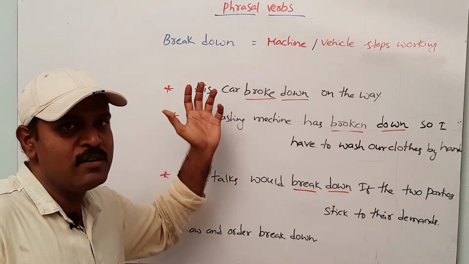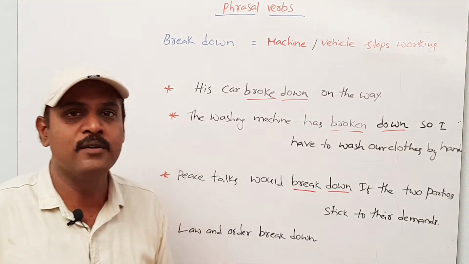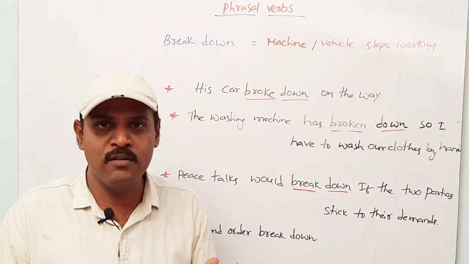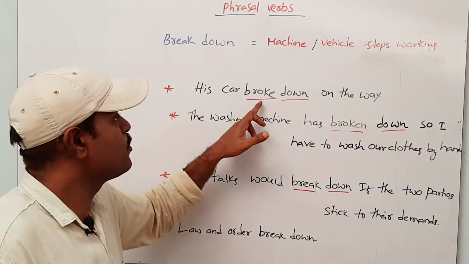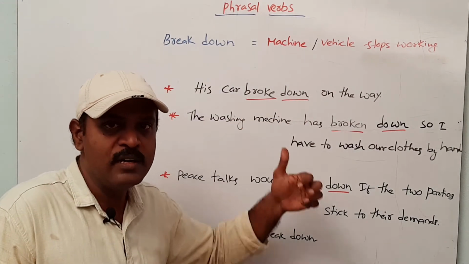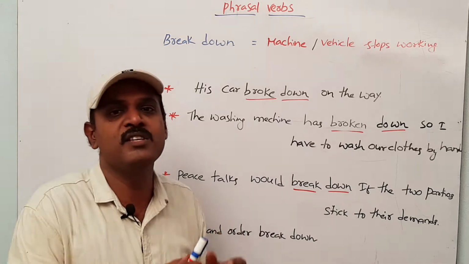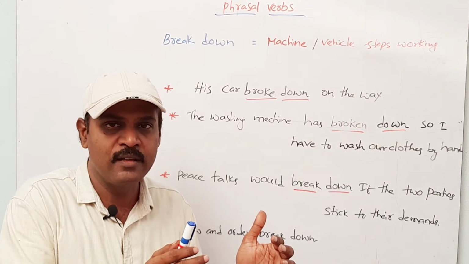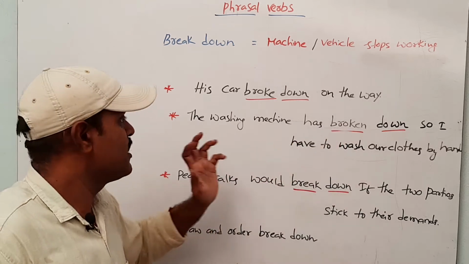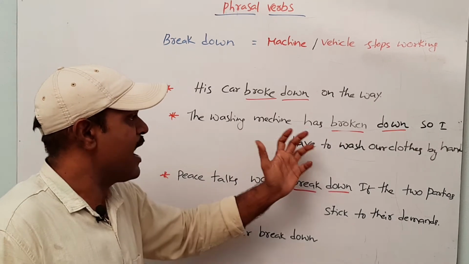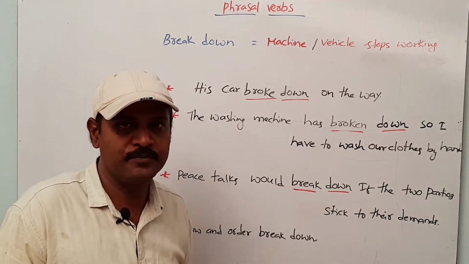Breakdown, like other verbs, has four forms: breakdown, broke down, broken down, breaking down. So here broke down is used. So it is in simple past tense. That means in the middle of their journey, in the middle of their way, their car broke down. Next one is, the washing machine has broken down, so I have to wash our clothes by hand.